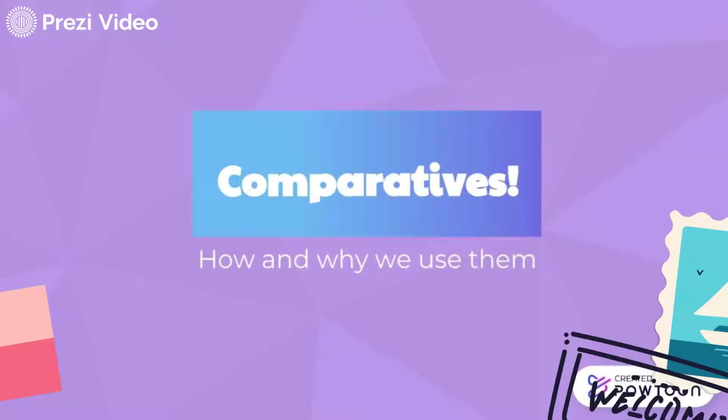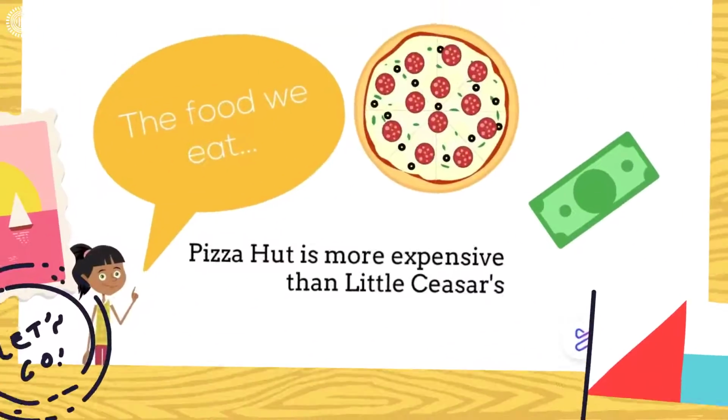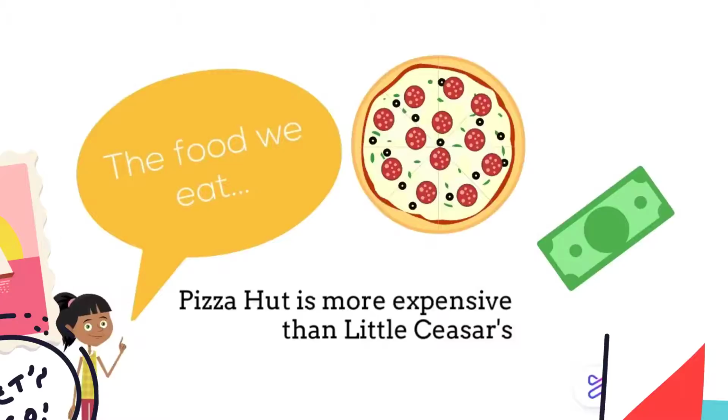The truth is that we are always comparing things. We compare, for example, the food we eat. Pizza Hut is more expensive than Little Caesars. Why? Because a pizza at Pizza Hut is usually around 200 pesos, and a pizza at Little Caesars can be 100 pesos or so. Okay? So Pizza Hut is more expensive than Little Caesars. Once more, the opposite is also true. Little Caesars is cheaper than Pizza Hut.